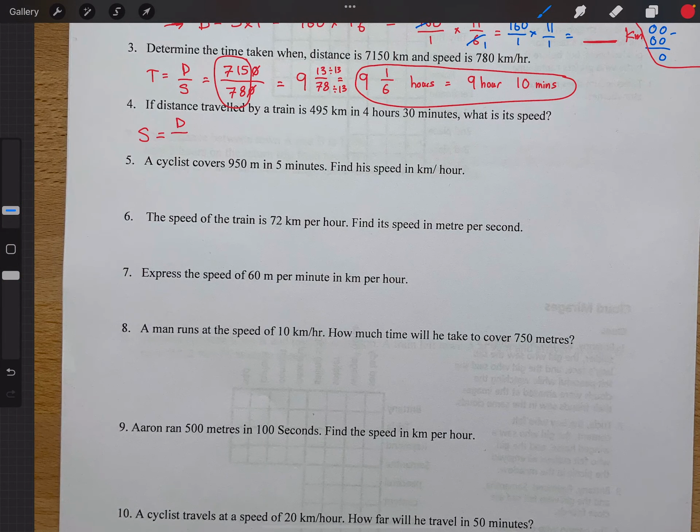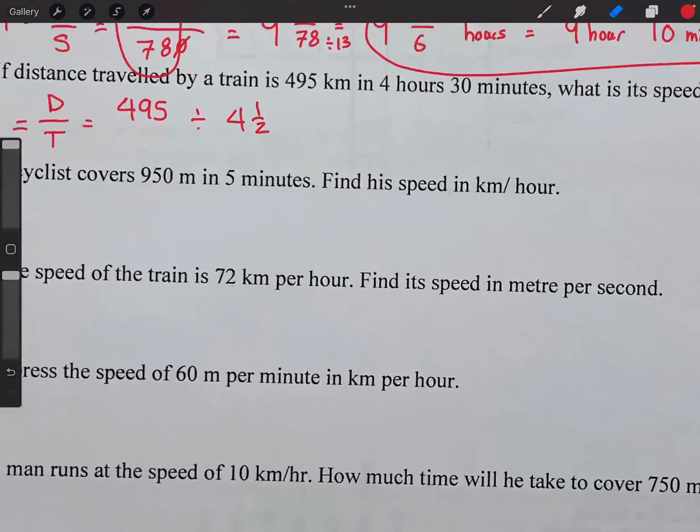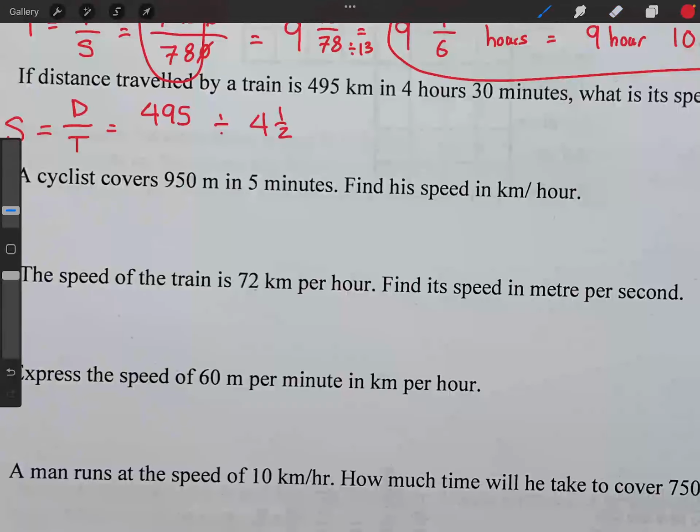So distance divided by time. Distance is that much, so that's 495 divided by time. Time is 4 hours, and we can't say 4 hours and 30 minutes. You have to put everything in terms of hours. Okay, so 30 minutes is half an hour. So that's 4.5. Okay, so you can divide it by 4.5 there. Great. Okay, now we just do the fraction division.